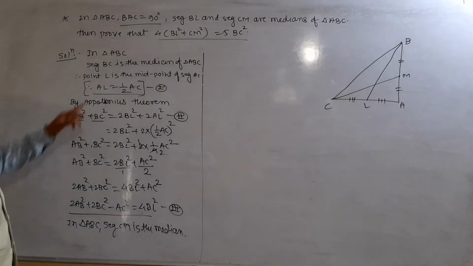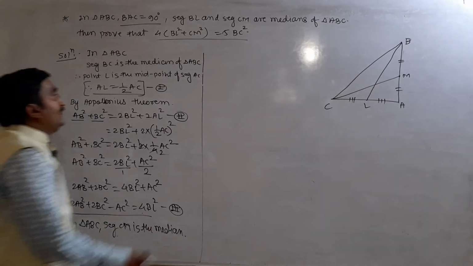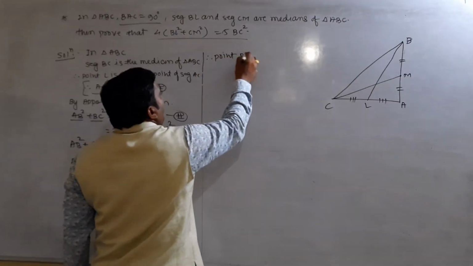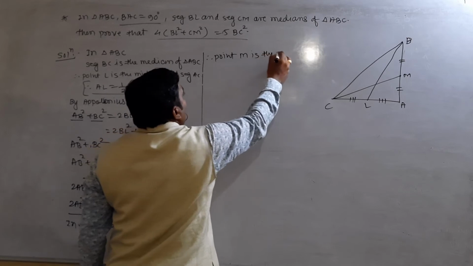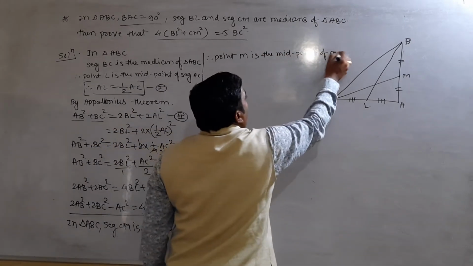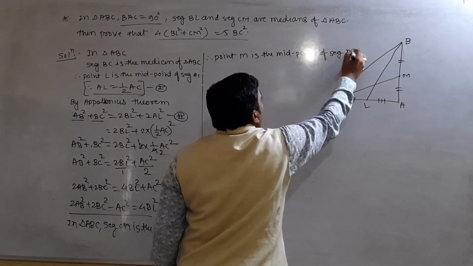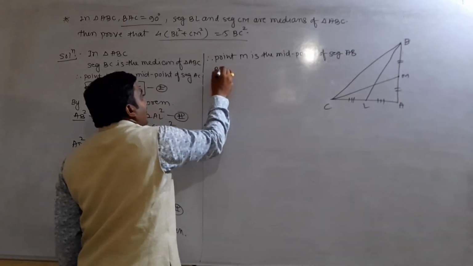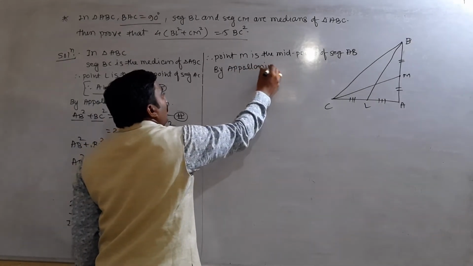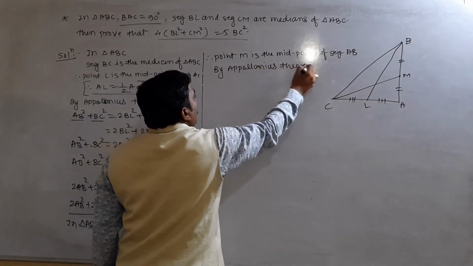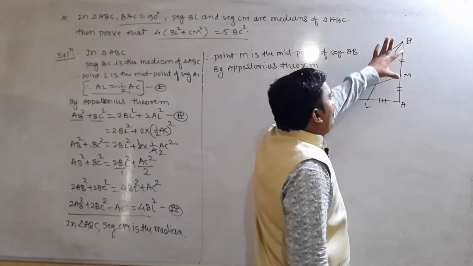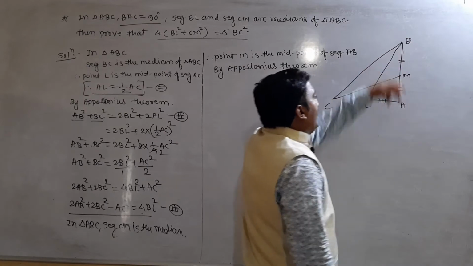Segment CM is the median. So point M is the midpoint of segment AB. Then by Apollonius theorem we can write... note how the Apollonius theorem can be used. This is the median, and here M is the midpoint of AB.